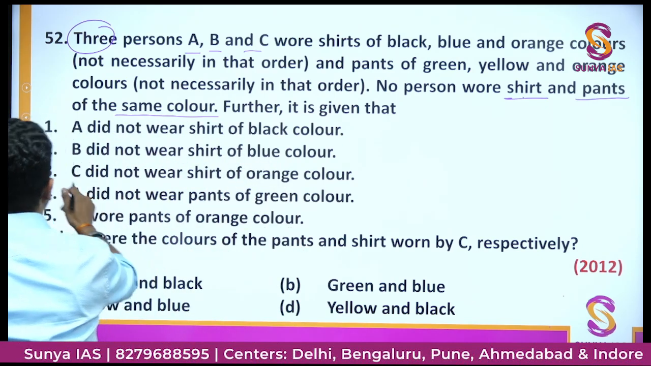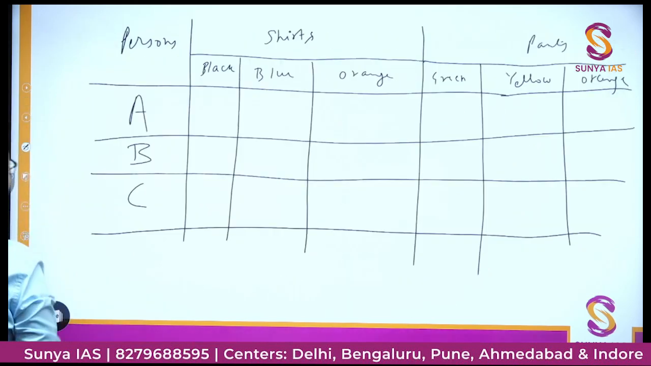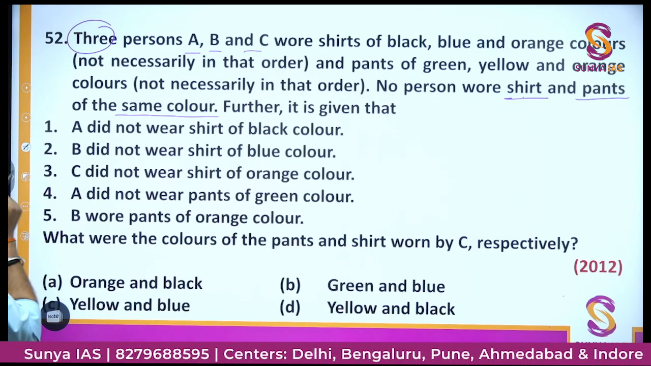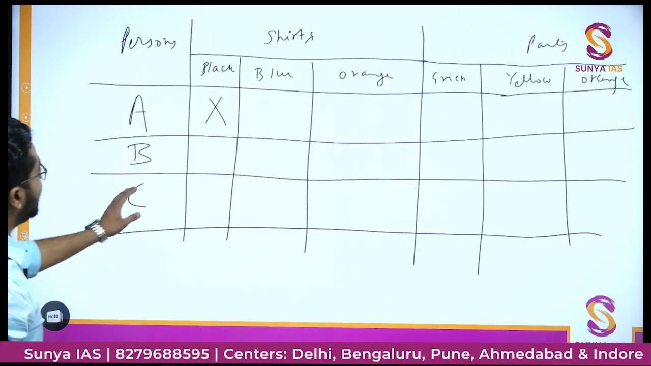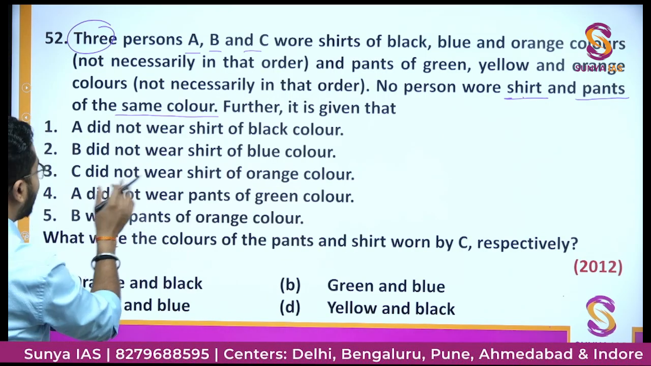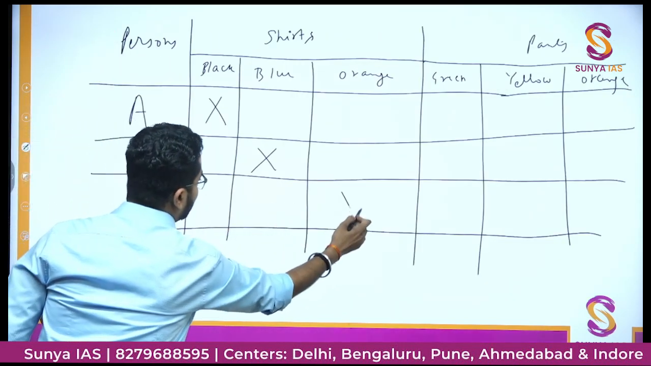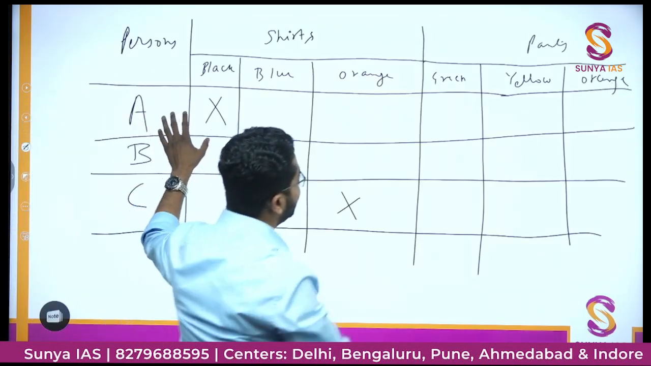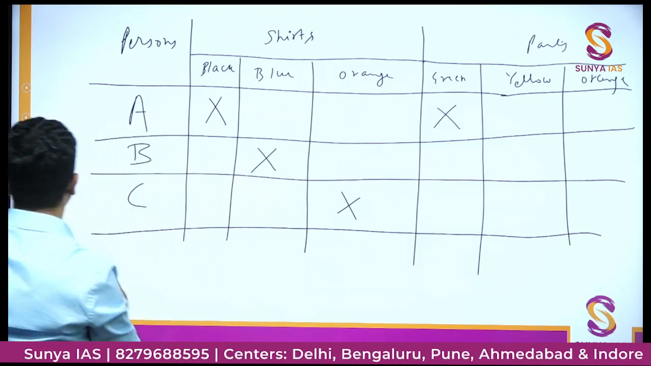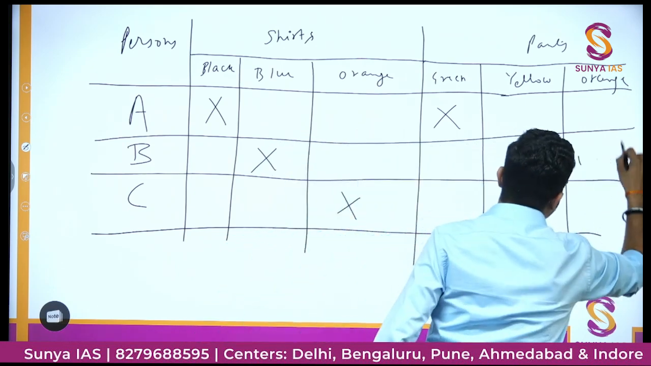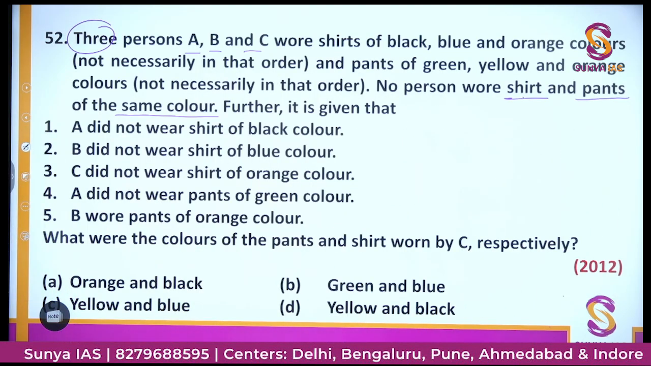A did not wear a shirt of black color. B did not wear a shirt of blue color. C did not wear a shirt of orange color. A did not wear pants of green color. B wore pants of orange color. So this much information has been given, and they are asking about C: what are the colors of the pant and shirt worn by C?